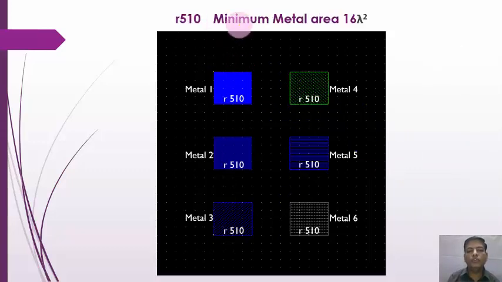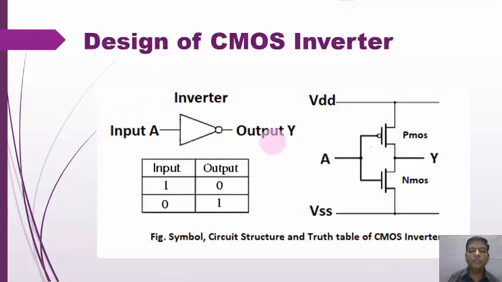Then R510, rule number 510, minimum metal area, that is 16 lambda square. Already the length and width should be 4 lambda each, so total area should be 16 lambda square. So minimum metal area is 16 lambda square for each metal.